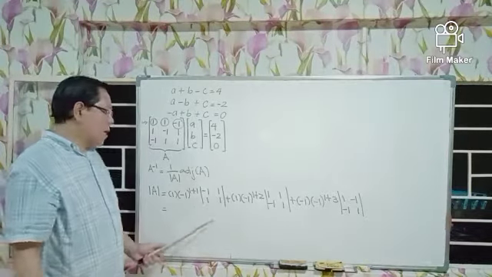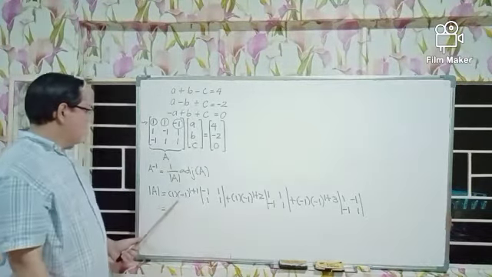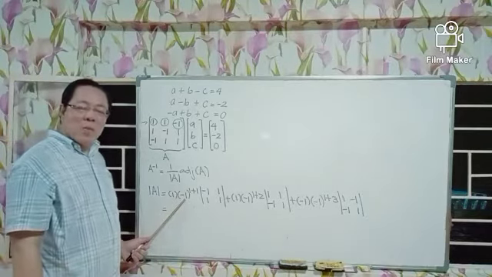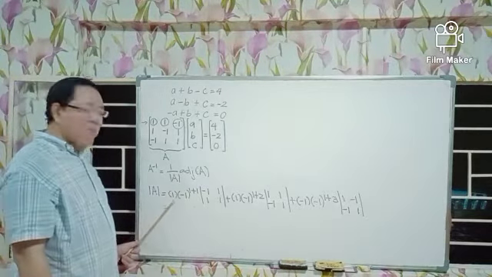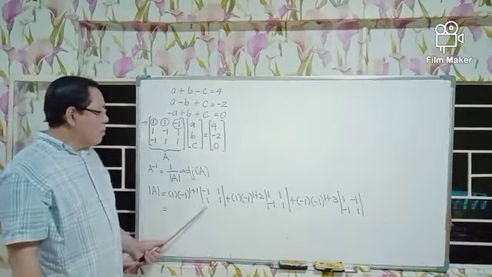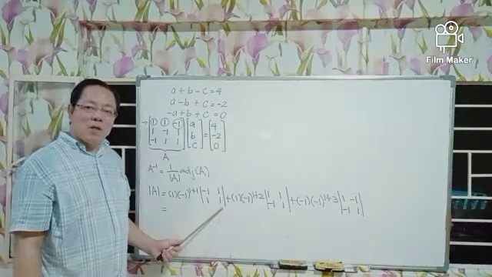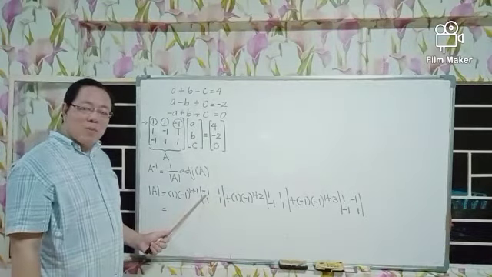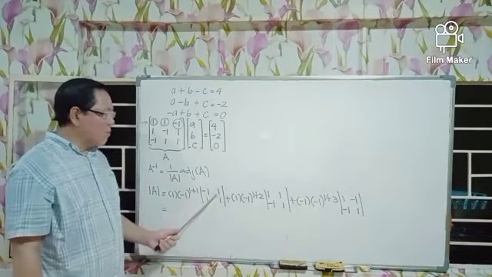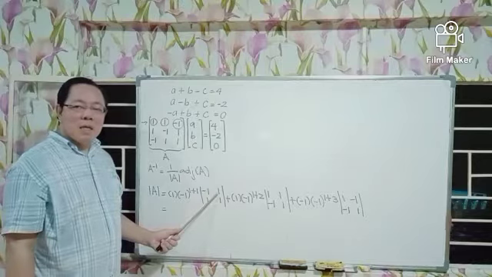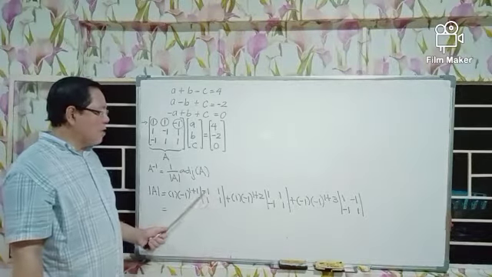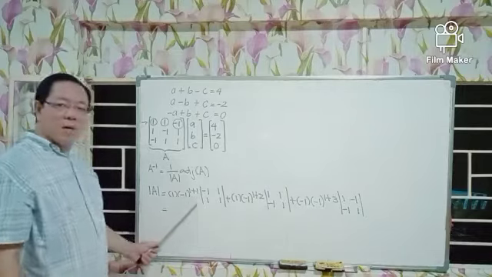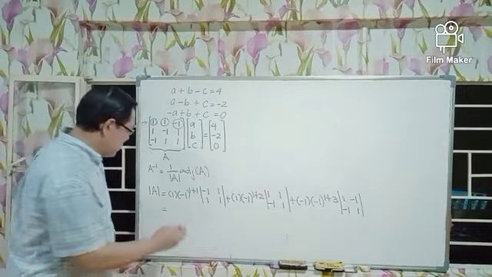And we simplify each term. We have negative 1 raised to 1 plus 1, that's 1. Negative 1 squared is positive 1. Multiplied by 1 is positive 1. Multiplied by this determinant of order 2: 1 times negative 1 is negative 1. Minus 1 times 1 is minus 1. We have minus 1 minus 1 is minus 2, multiplied by 1 is minus 2.